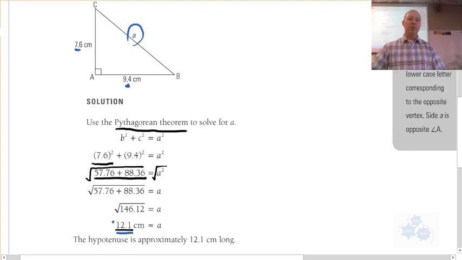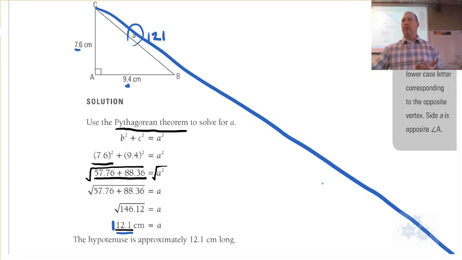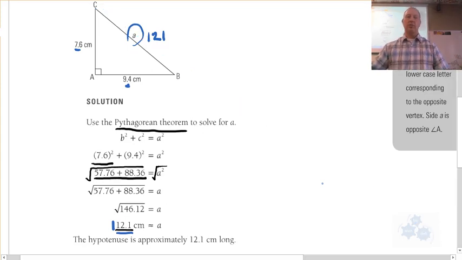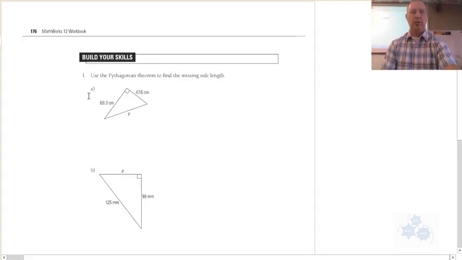If this was 121, if that's what you ended up getting with your calculator, you'd look at this and say, 121? Well, 121 is really long. I mean, it goes off the screen here. So that does not seem reasonable. You're going to want to say, okay, I think I hit a wrong button or something. So you want to make sure that your answer is reasonable, okay? Any questions so far? Pythagoras theorem, we're good with that? Yeah? Okay. All right, let's do a couple build your skills questions here.